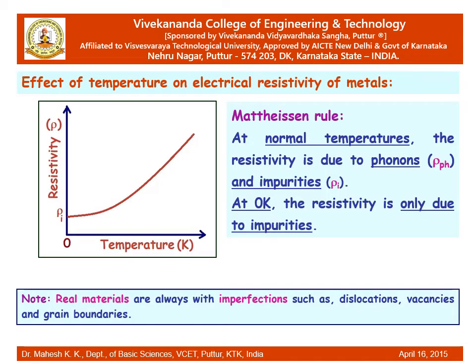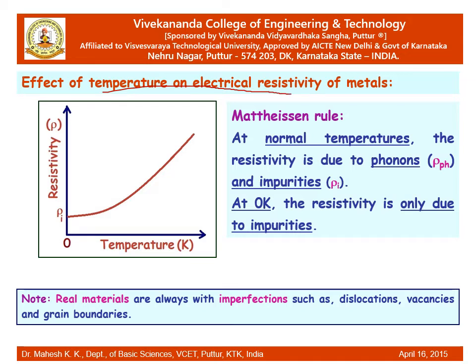So we had the collection of electrical definitions which were mainly based on the classical free electron theory. Now let us try to understand one more property of the conductor, that is the variation of electrical resistivity with temperature, or the effect of temperature on electrical resistivity.